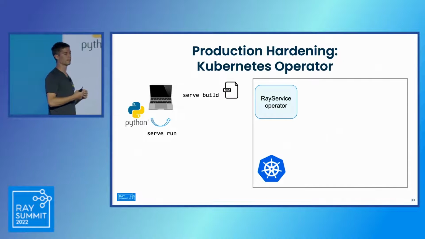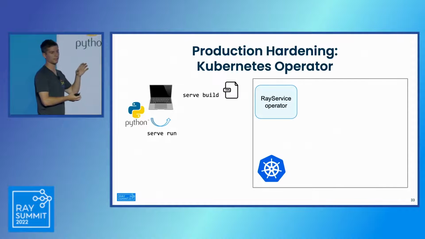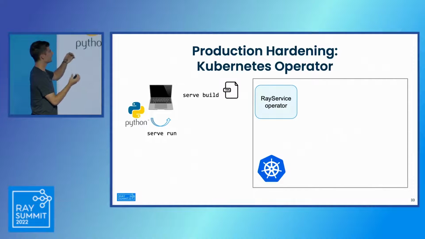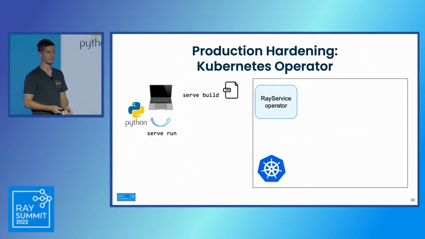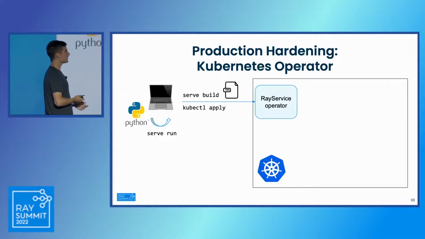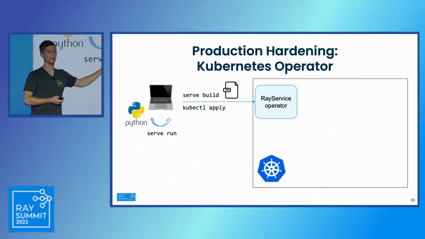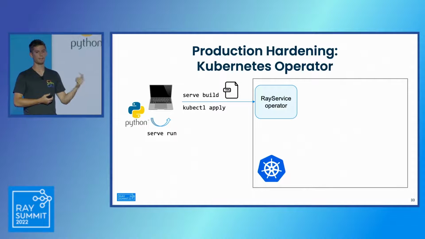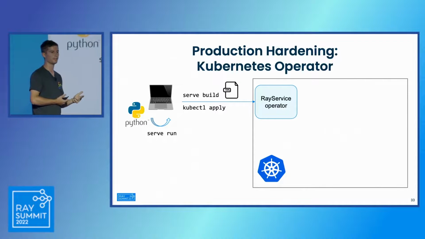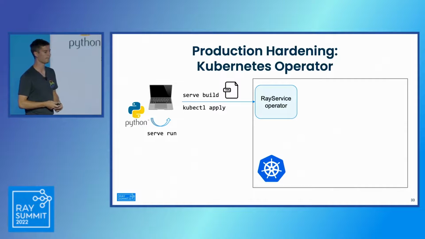What serve build does is take your application and basically just transform it into a structured format that can be embedded inside of a Kubernetes manifest. This is really important because it means now we can apply that manifest directly to the cluster. So we can deploy, upgrade, and monitor our RayServe application using standard Kubernetes tooling, just using kubectl.